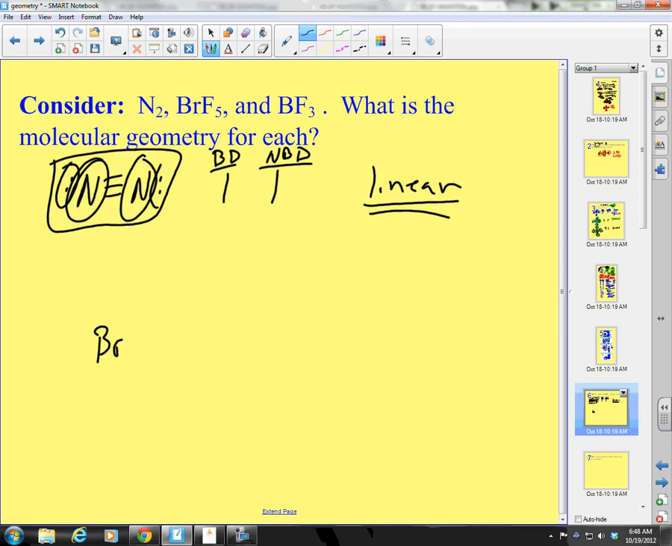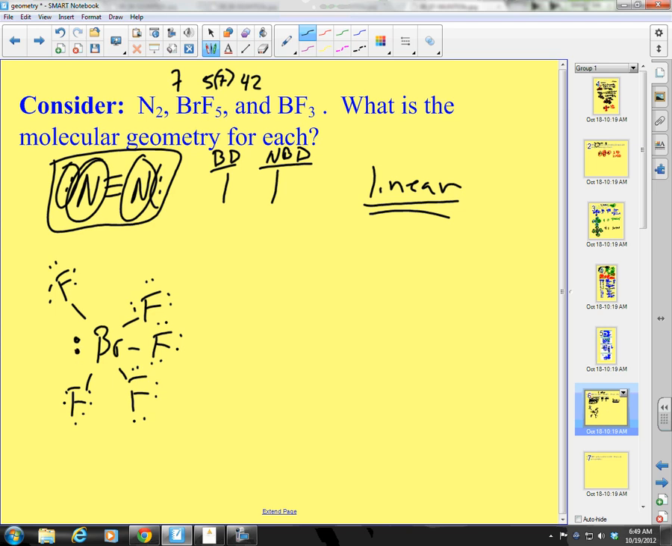Bromine pentafluoride. So that's 7, and then 5 times 7, that's what, 42? So I have to have 42 electrons in my picture. Fluorine, fluorine, fluorine, fluorine, fluorine, and then the electron pairs. Good. Let's count them up: 2, 4, 6, 8, 16, 24, 32, 40. I only have 40. That means I need 2 more here. There we go. That's my picture.